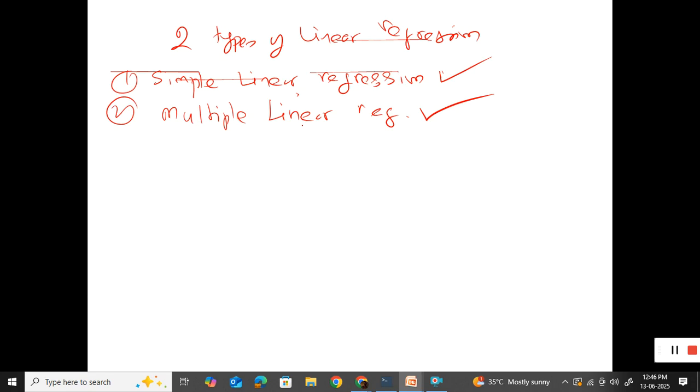As an individual, you can also estimate the cost using linear regression, and apart from this, predict the exam score. How do we predict the exam score? How do you predict the exam score? Simple example.